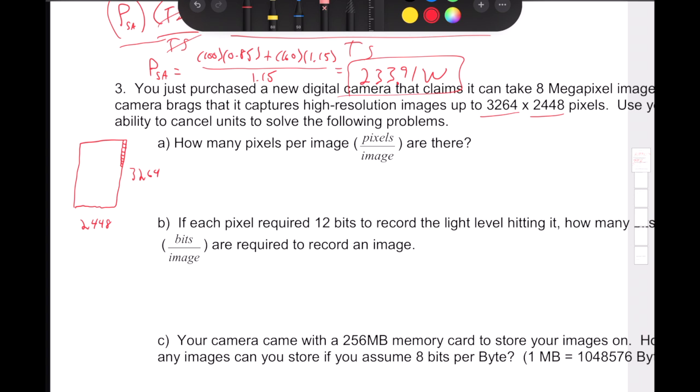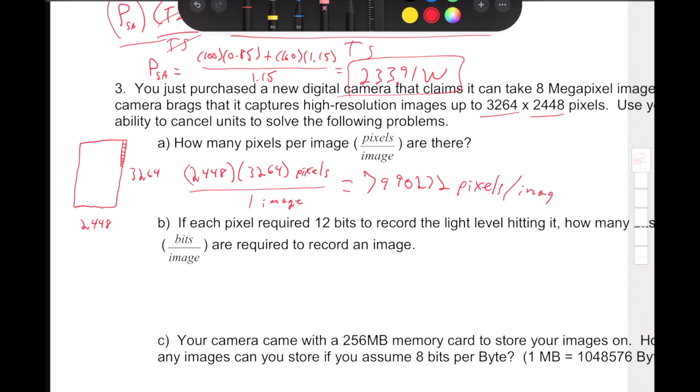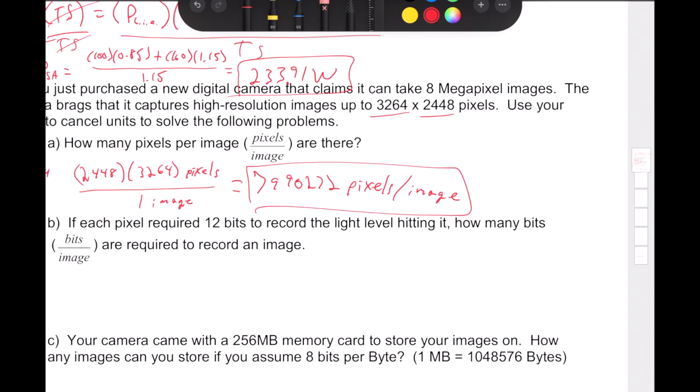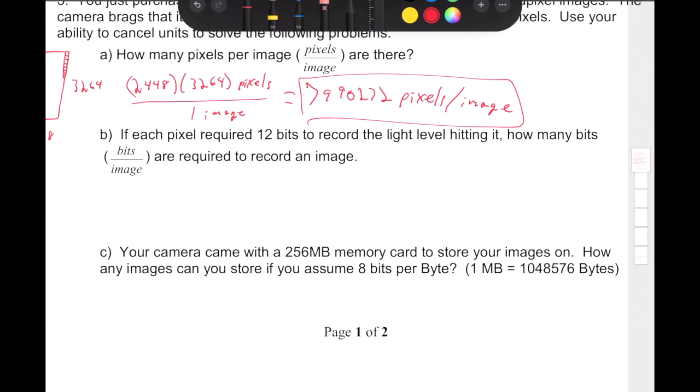So there are 2448 on one edge times 3264 on another edge pixels in every one image. Okay, so if I just multiply, I think that's going to give me what I want. 7990272 pixels, and we're always going to write units after our answers. Pixels per image. Well, that's what they wanted, is how many pixels in every image. So we're set there.